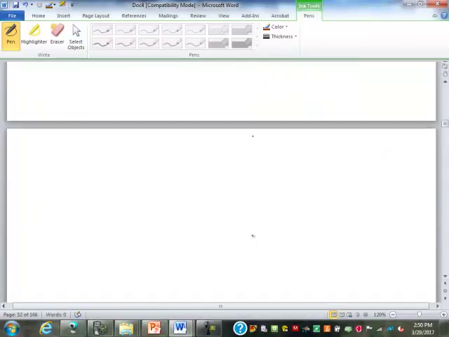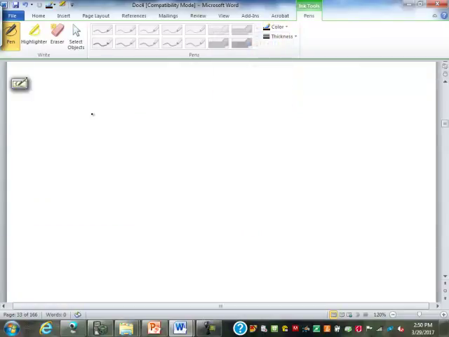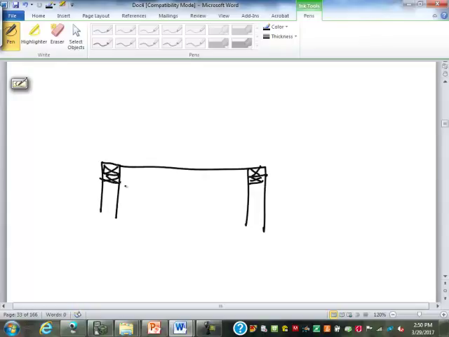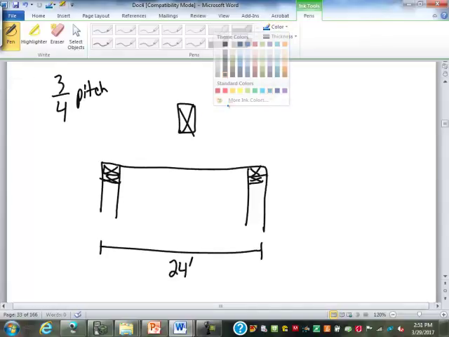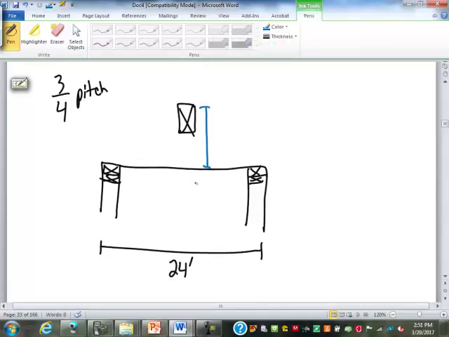Okay, so now I want to reverse this a little bit. If I tell you that this roof here has a 3/4 pitch, and it has a span of 24 feet, how high above the walls does that ridge beam have to be mounted?